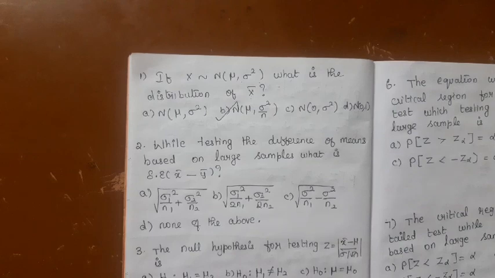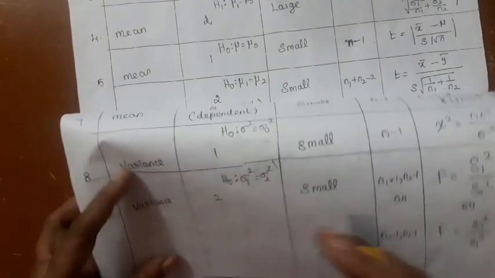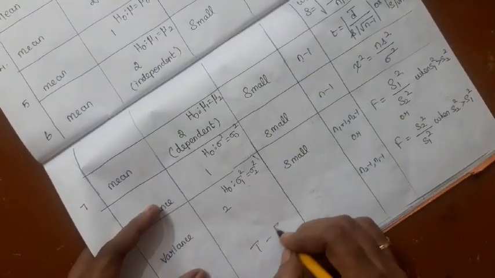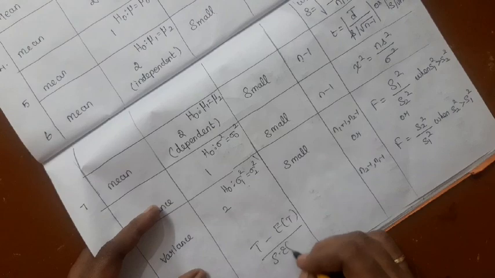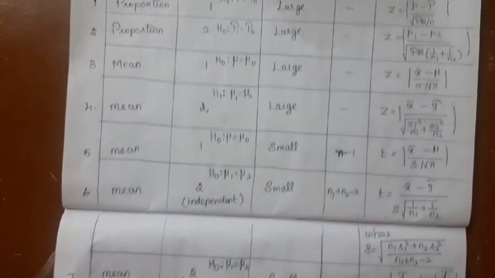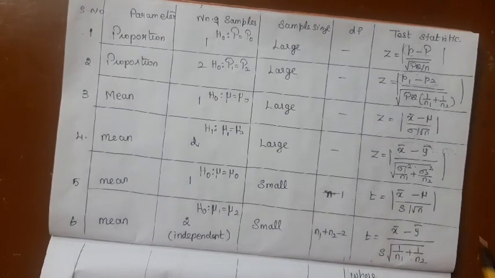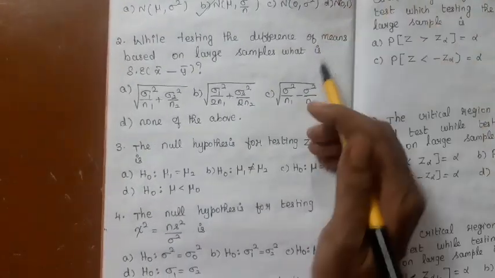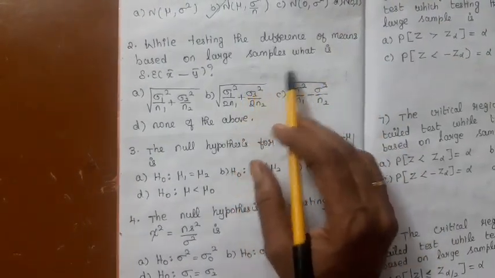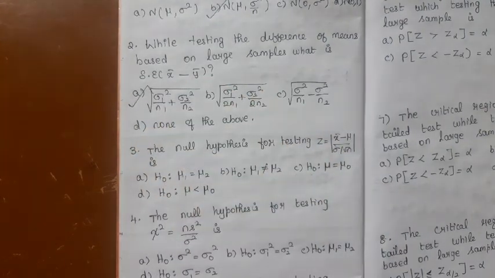While testing the difference of means based on large samples, what is the standard error of x bar minus y bar? I told you the formula for the test statistic is t minus expectation of t divided by standard error of t. For any statistic, the denominator contains the standard error. So for difference of means, what is the standard error? Root of sigma 1 square by n1 plus sigma 2 square by n2. Option A is the correct answer.